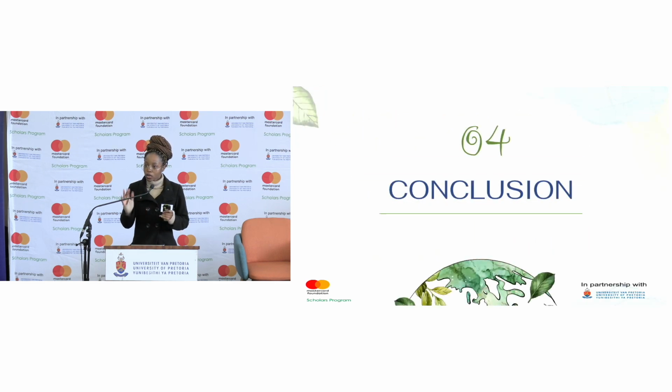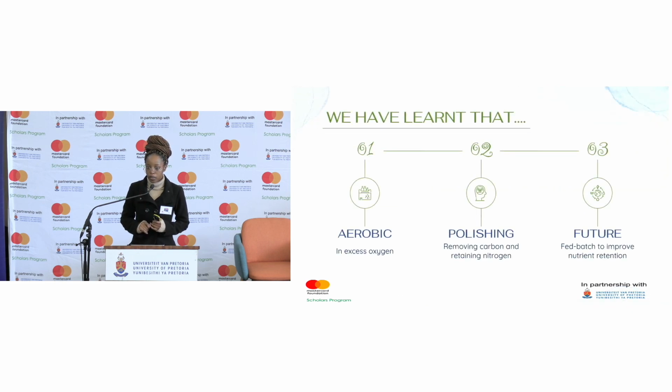Now, given all the results that have been presented, we can conclude the following. Using aerobic digestion in an excess oxygen environment, we can continuously and effectively remove organic carbon while retaining some form of nutrients by implementing a polishing system. In future, this system can be improved by implementing a fed batch type of system to improve nutrient retention by operating the cell maintenance regime as opposed to the growth regime.